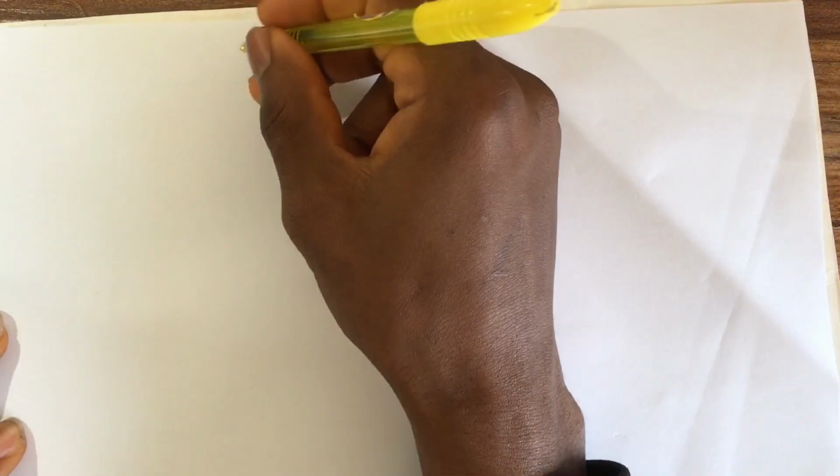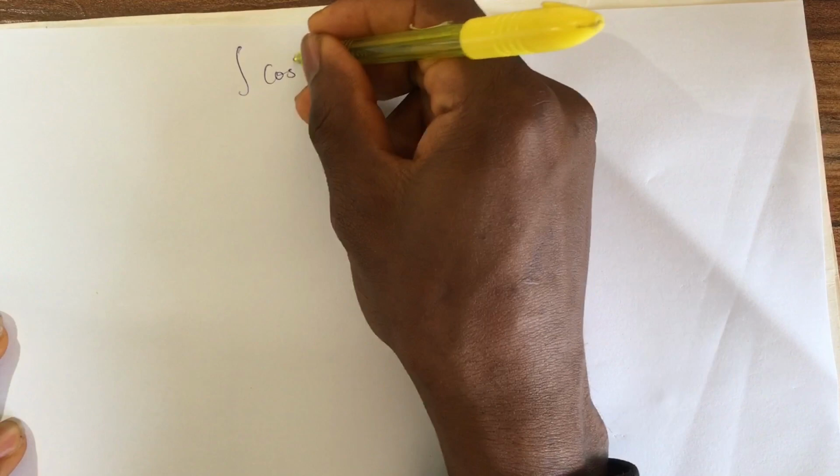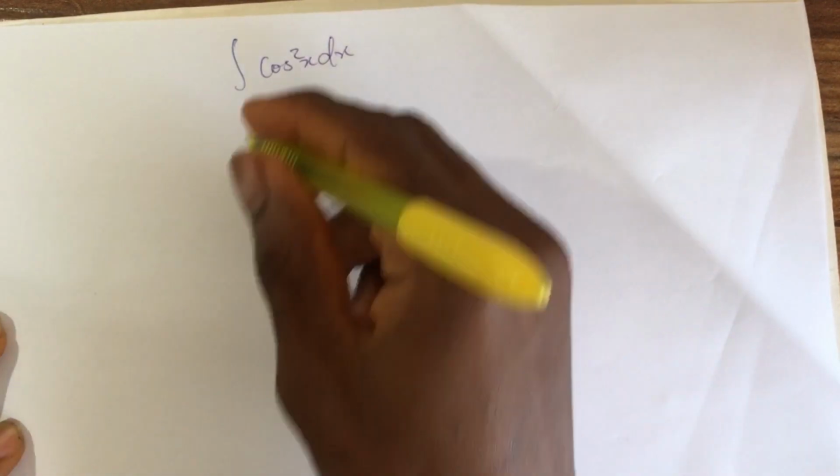Hello guys, so from what we have today, we have the integral of cos²x dx. Now how are we going to be solving this particular problem? Solution.